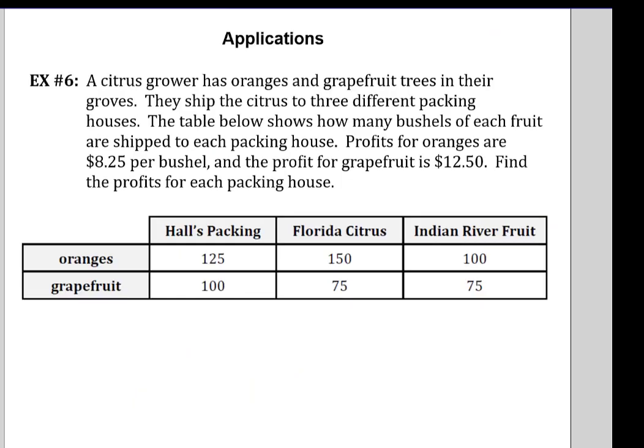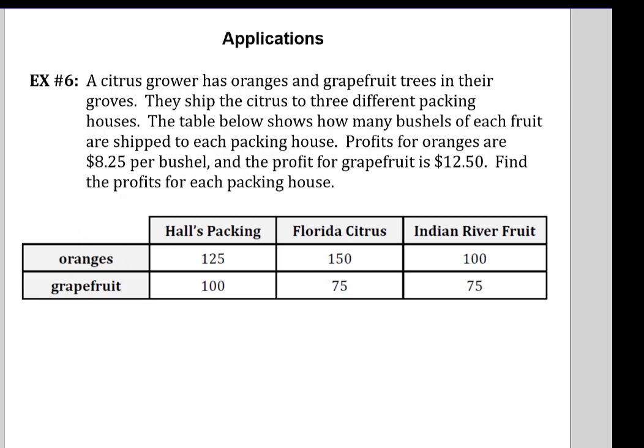And then in our last one, we have an application. We have a citrus grower who has oranges and grapefruit trees in their groves, and they ship the citrus to 3 different packing houses. We've got a table that shows how many bushels of each fruit are shipped to each packing house. Profits for oranges are $8.25 a bushel, and profit for the grapefruit is $12.50 a bushel. We want to find the profit for each packing house.